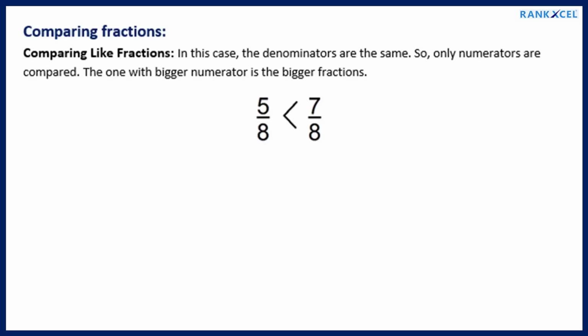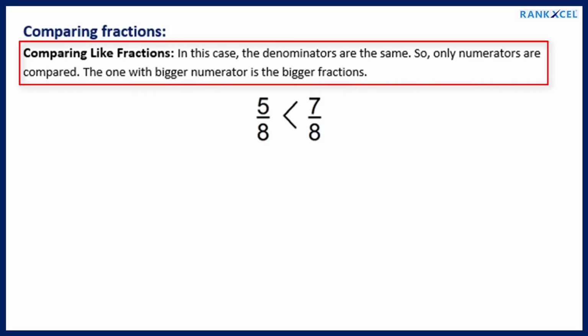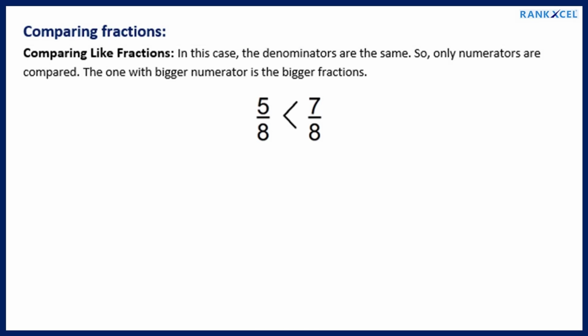Comparing fractions. Comparing like fractions, in this case, the denominators are the same. So, only numerators are compared. The one with the bigger numerator is the bigger fraction.